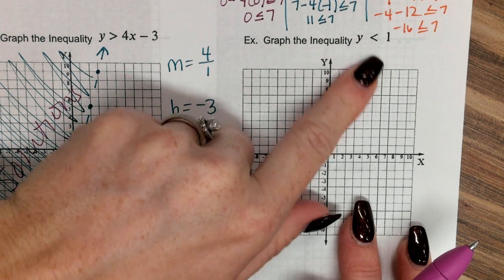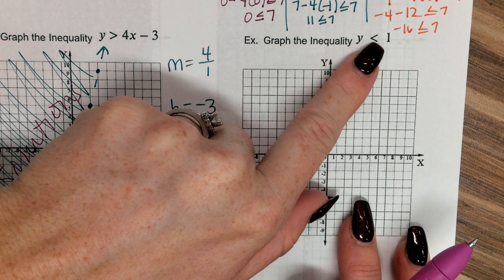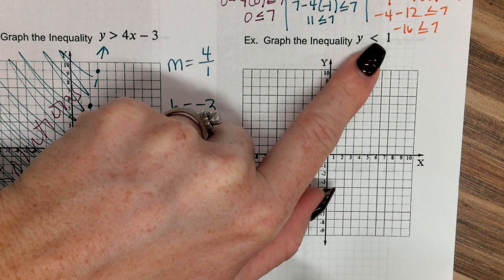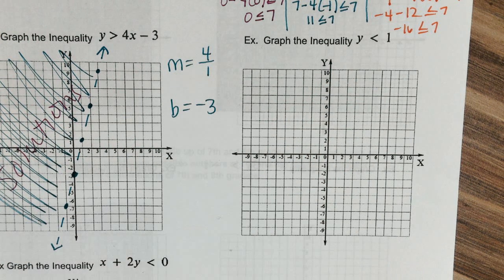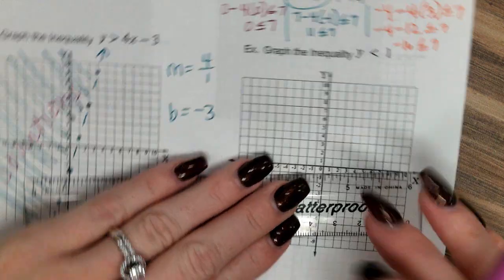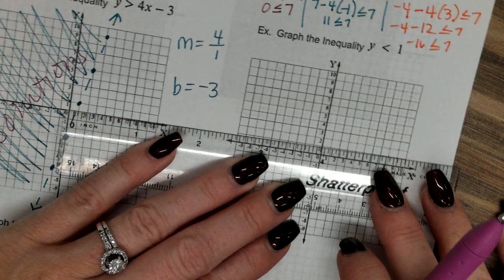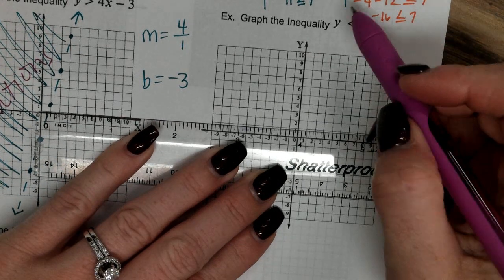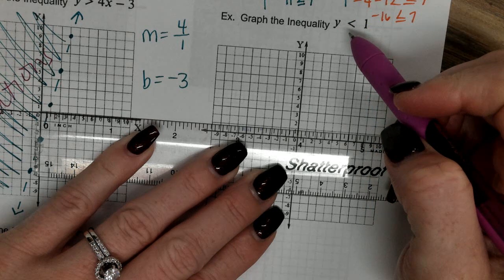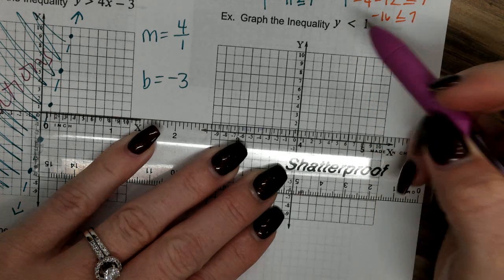Right here, y is less than 1. Now, do y'all remember how to graph these? If it said y equals 1, it's going to be a straight line passing through the y-axis at 1. Y'all remember this? Yes or no? Okay. So I'm just going to go to my y-axis to 1. And now I have to decide, do I want a solid line or a dashed line? Look at it. What am I going to do? The dashed line.